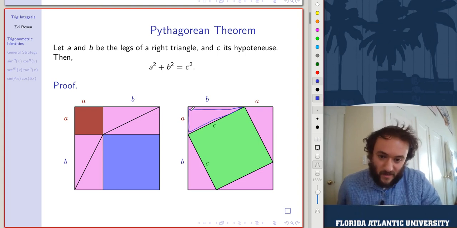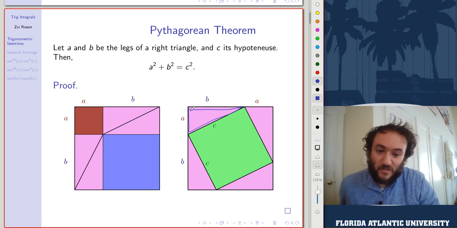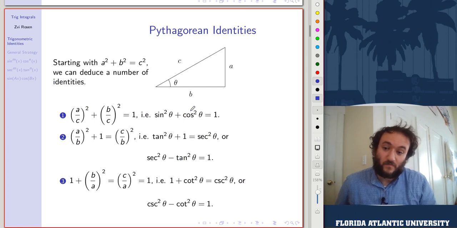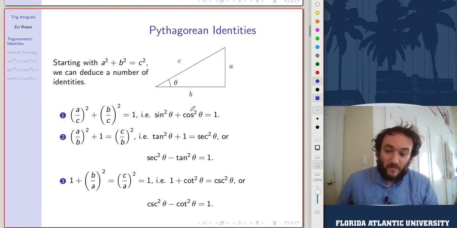But we're not going to be too occupied with this proof. We're just going to take the Pythagorean theorem and deduce some properties of trigonometric functions. So we're starting with this model right triangle. We have theta in the bottom left corner here, and the legs A and B, and hypotenuse C. And we're going to deduce a number of identities.